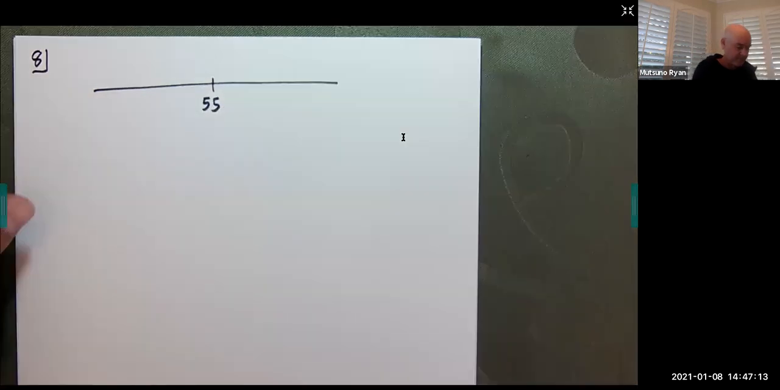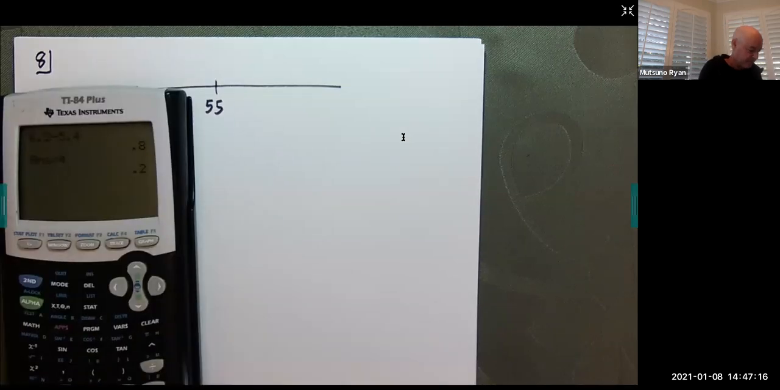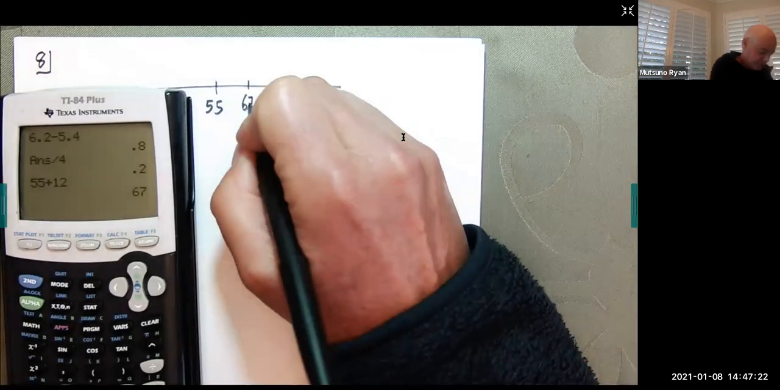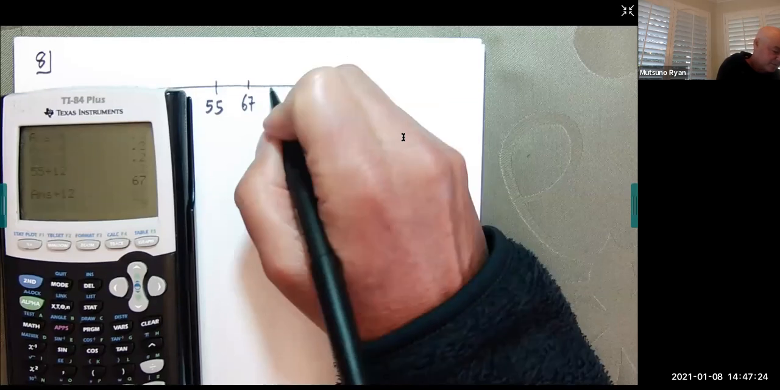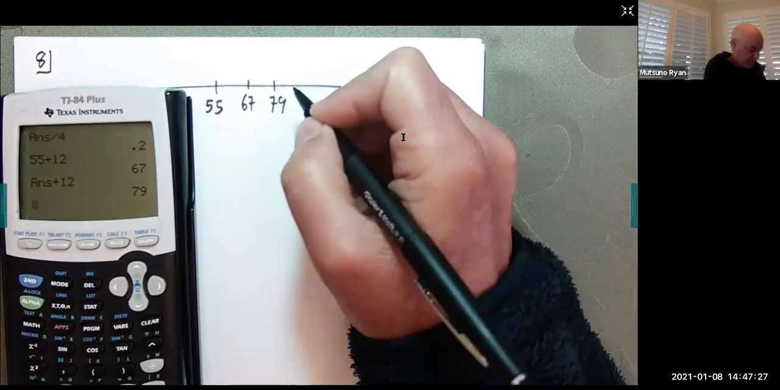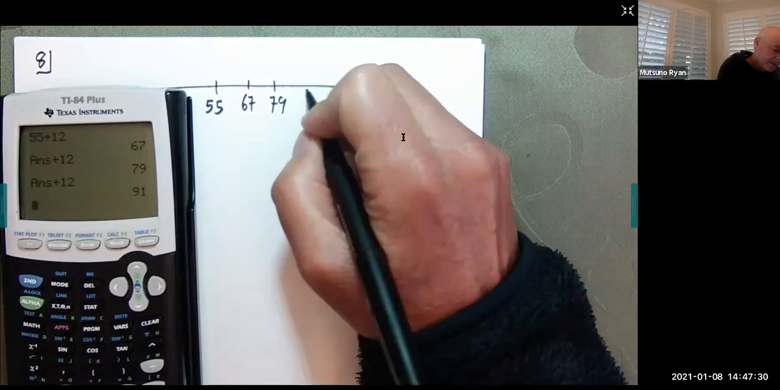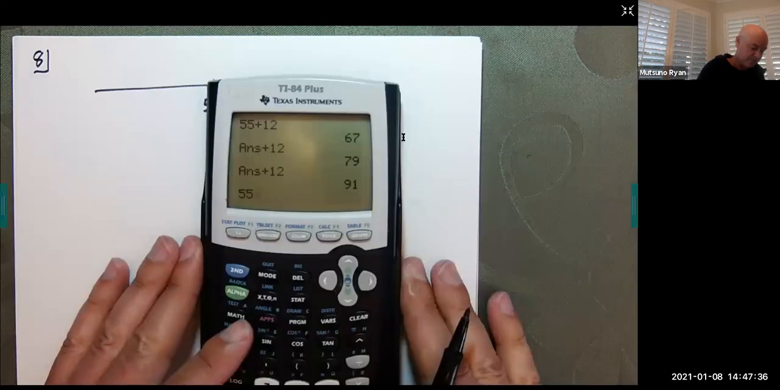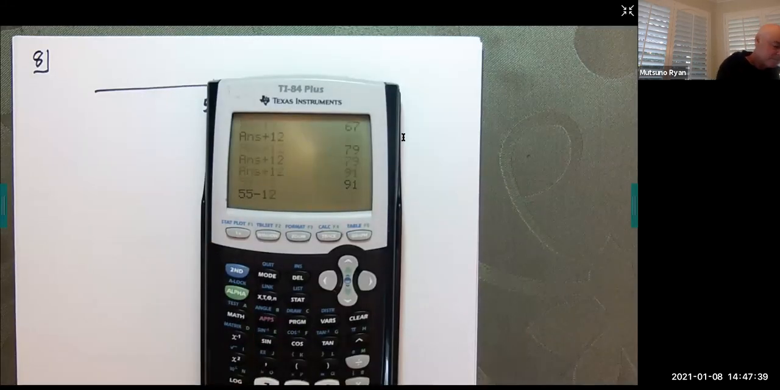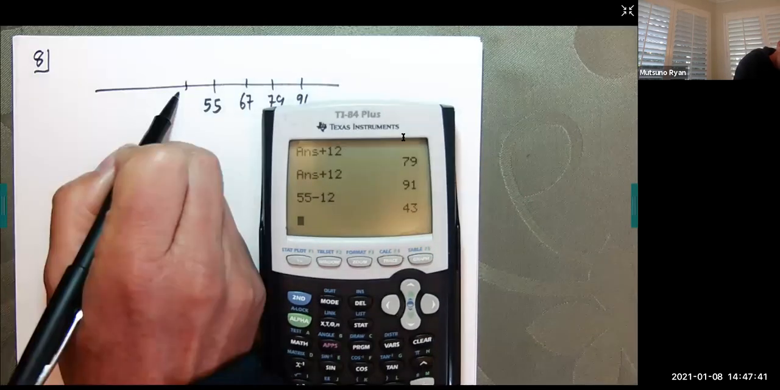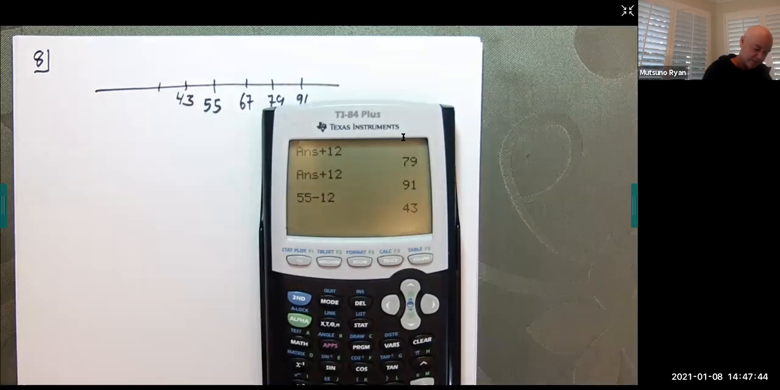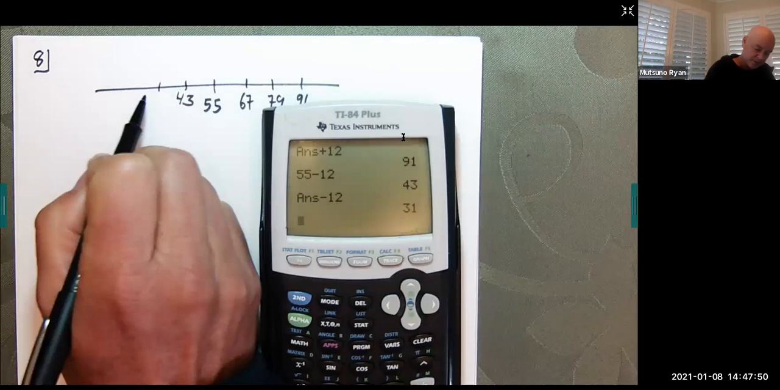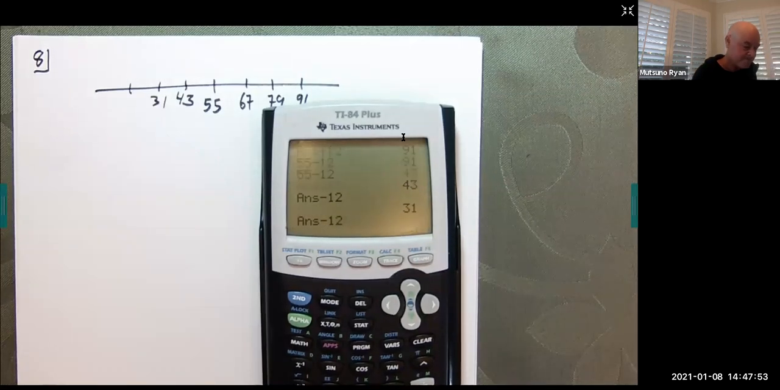So I'm going to go 55 plus 12. Plus 12. I'm going to go 3 out just to see. Plus 12. Now we got 91. Now I'm going to go 55 minus 12. Minus 12. Minus 12. 19.